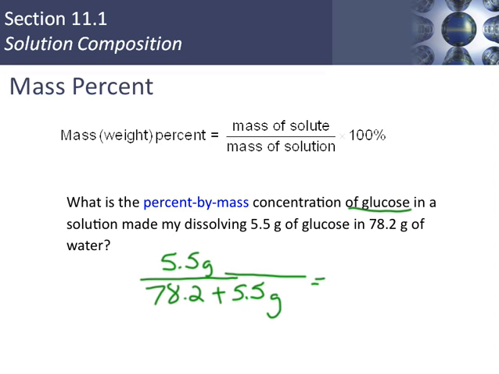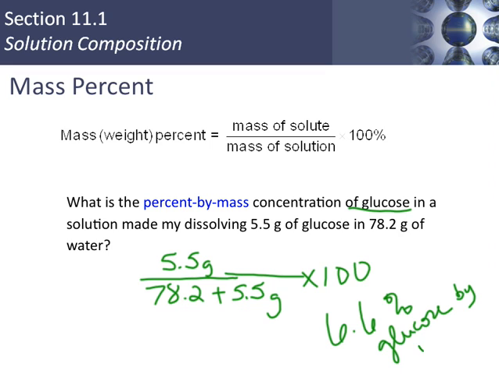What else do I have to do to get a percent, though? Exactly. So to 2 sig figs, what's my percent here? 6.6% glucose by mass.